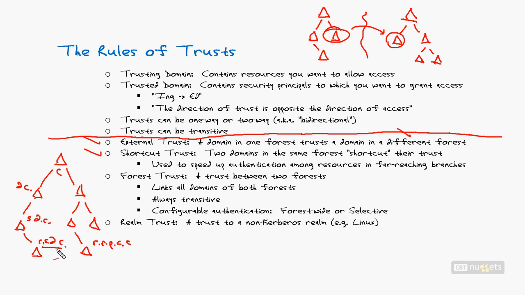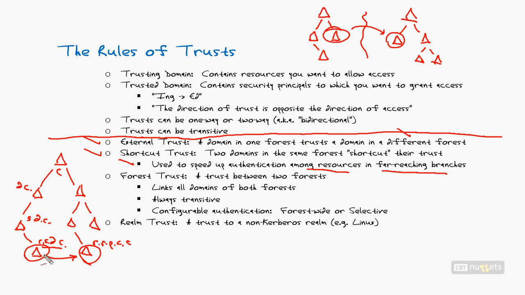So a shortcut trust literally is designed to shortcut that process, to take this domain to this domain for no other reason than to accelerate the authentication among resources in far-reaching branches of a tree. You don't ever have to do this if you have a small tree, but if you have a very large tree, sometimes these shortcut trusts can accelerate things.